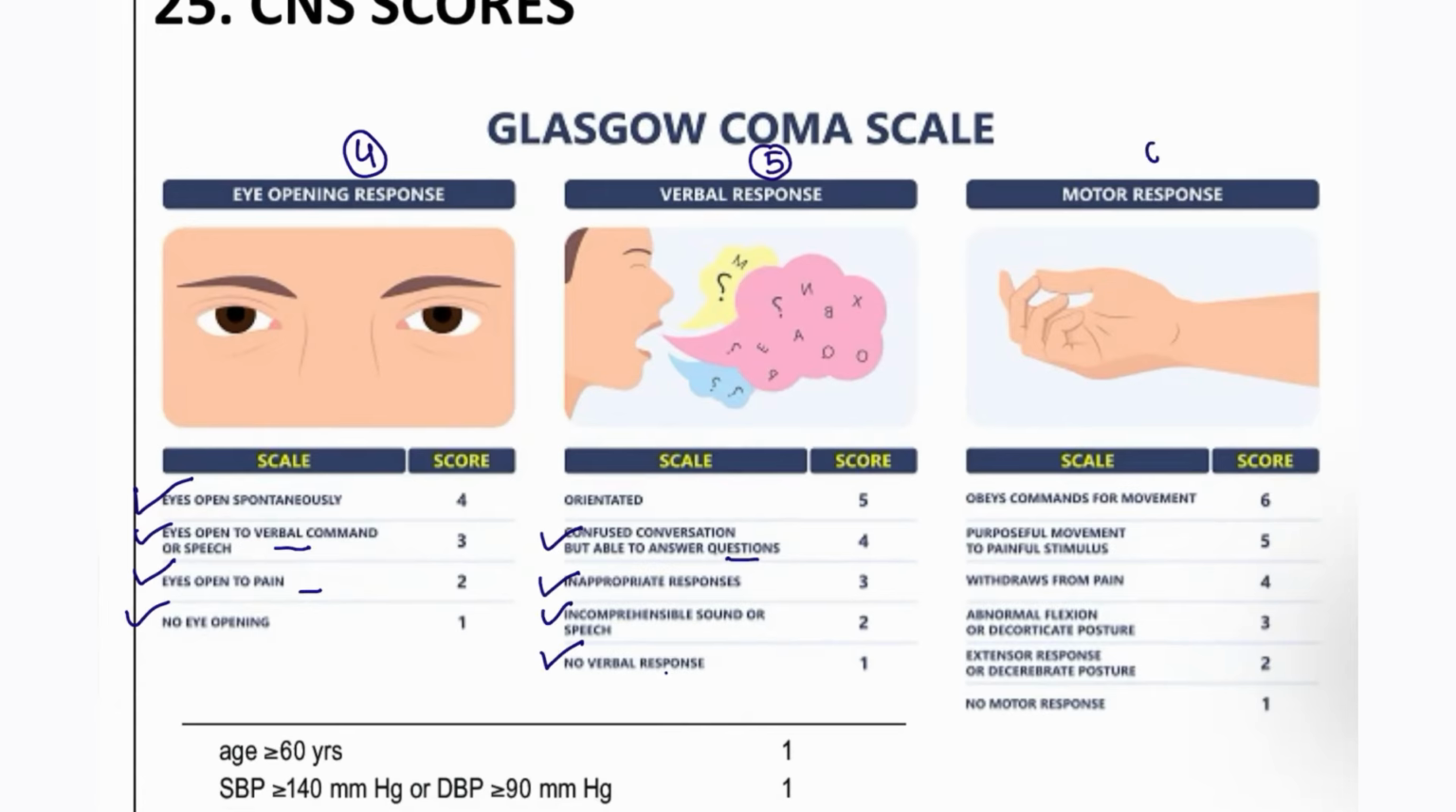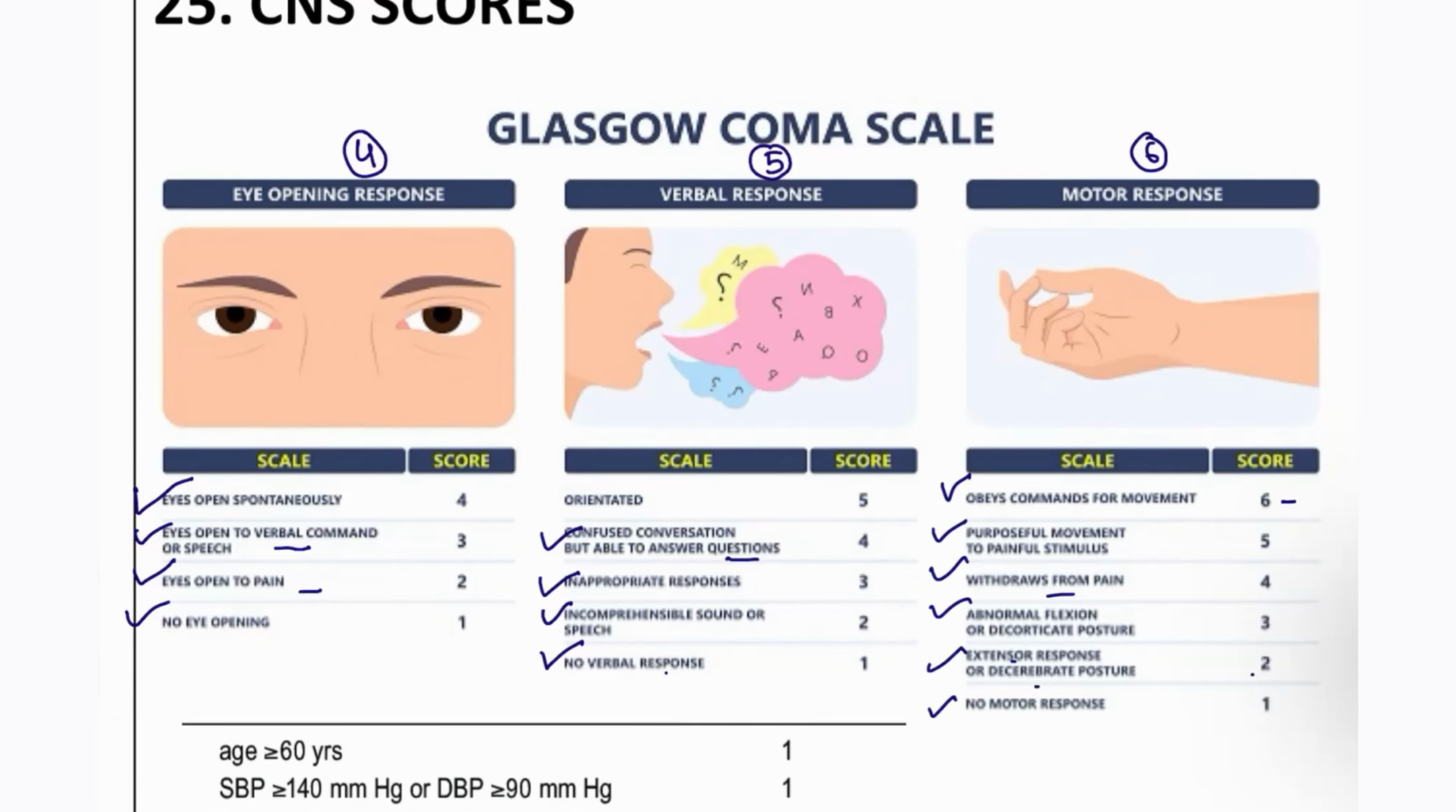Next, motor is given 6. If he obeys our commands, 6 is given. Localizes purposefully to pain, 5. Withdraws from pain, 4. Abnormal flexion, decorticate posture, that is 3. Decerebrate or extension, that is 2. And no motor response at all, 1.